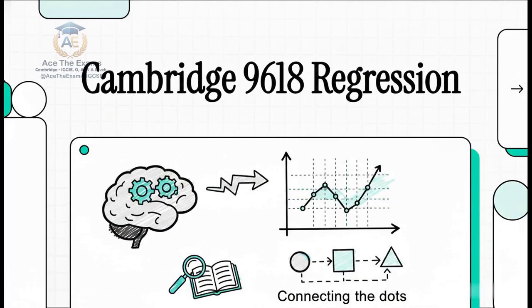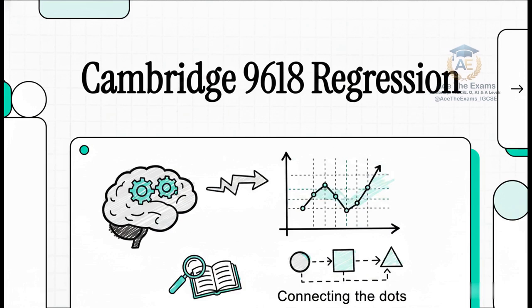Then we have Sam. Sam always feels the time pressure, rushes through, and completely misses the command word requirements. They'll describe when the question explicitly asks them to evaluate. Both of these approaches lead to massive point deductions, and their test papers come back covered in red ink. But today, we are going to fix that.